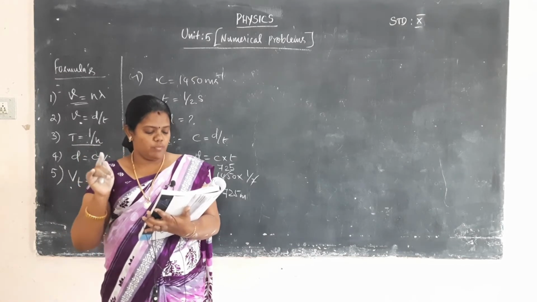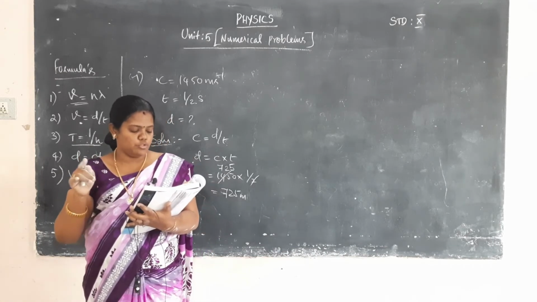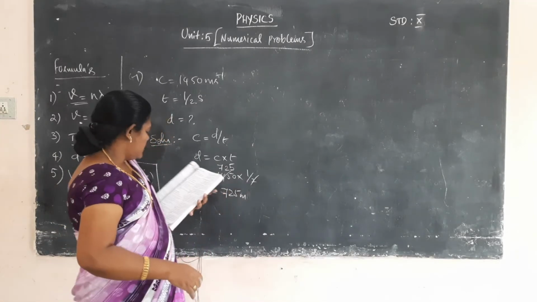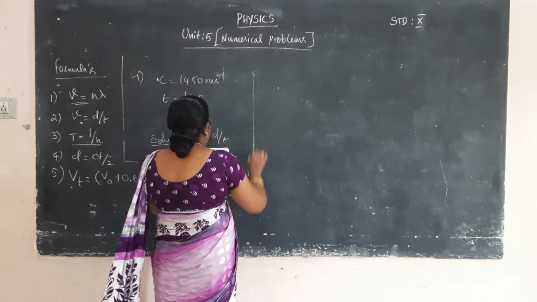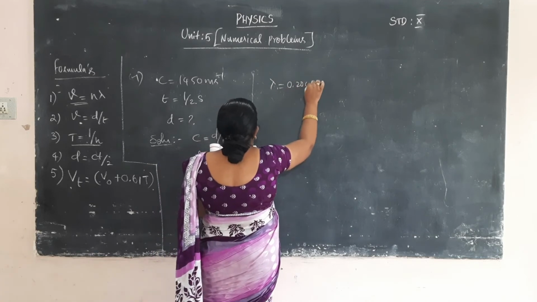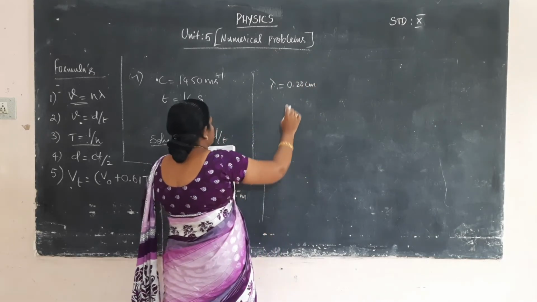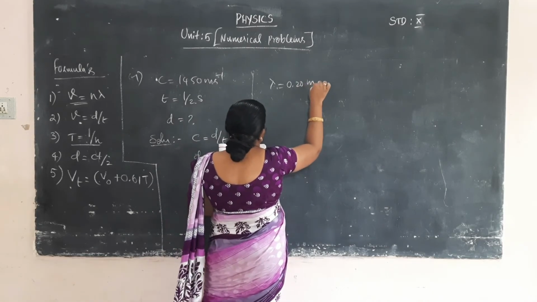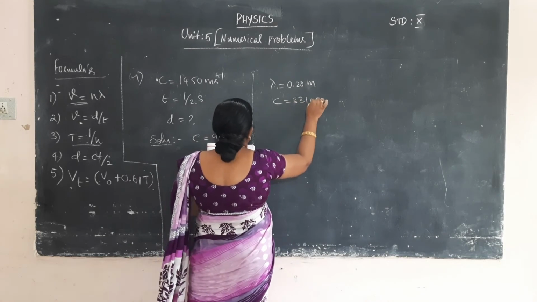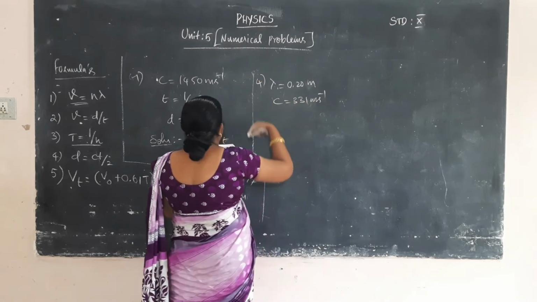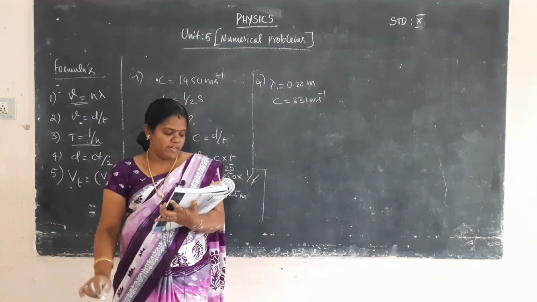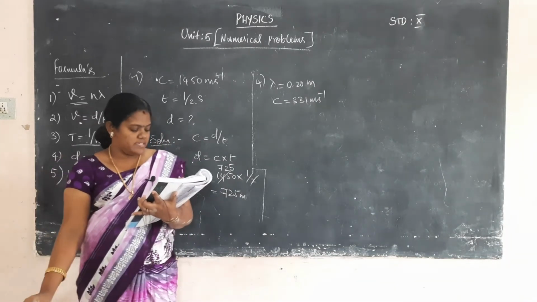The frequency value we want to find out. Wavelength is 0.20 meter with a speed of 331 meter per second. So what are the given values? Wavelength value will be given and velocity value will be given. Wavelength lambda is equal to 0.20 meter, not centimeter. And the speed of the sound C is equal to 331 meter per second. This is the very brief fourth one. We want to calculate the frequency.